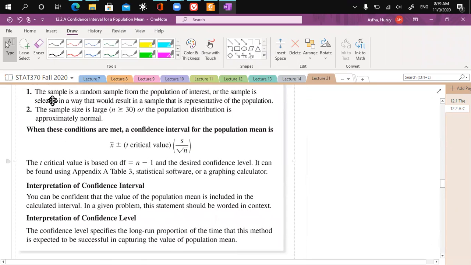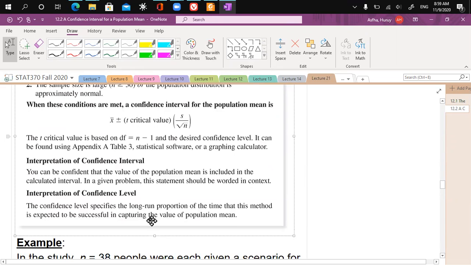All right, so when these conditions are met, we have this formula to find the confidence interval. To find the degrees of freedom, it's just n minus 1, and to find the critical value, use these degrees of freedom and use the table or the technology. And once you have them, you can just construct the confidence interval, and the interpretation is the same as what we learned before.